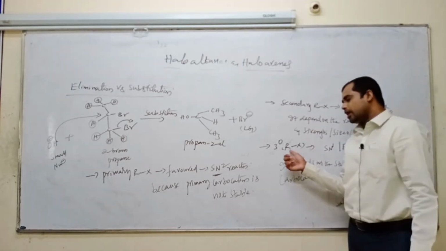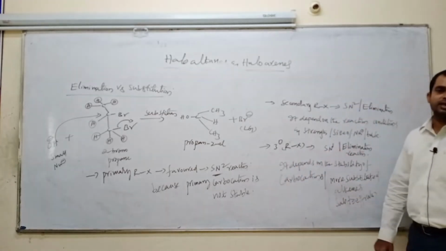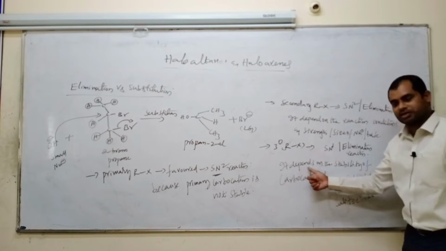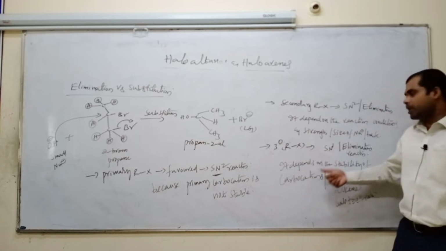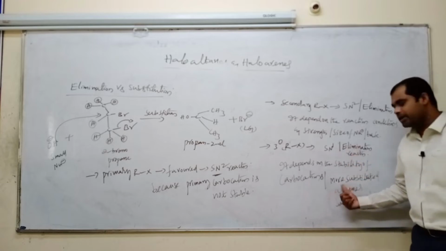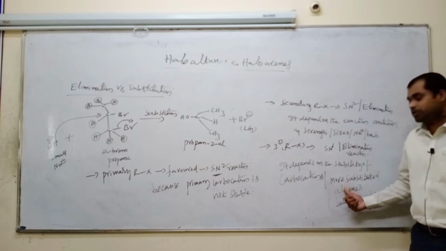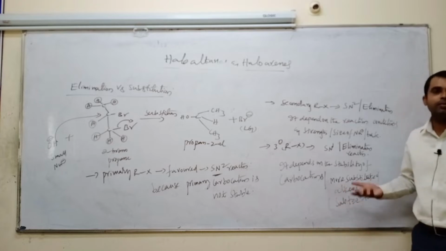Tertiary alkyl halides undergo either SN1 or elimination reactions. If it undergoes SN1, it depends upon the stability of the carbocation. If it undergoes elimination, dehydrohalogenation, what happens? It depends upon the more substituted alkene. Only the more substituted alkene gives the major product.